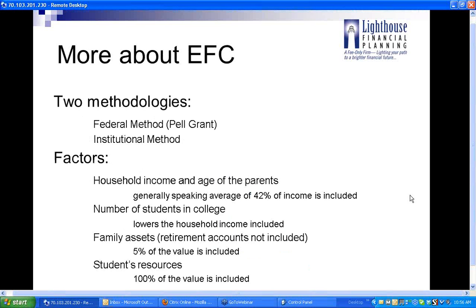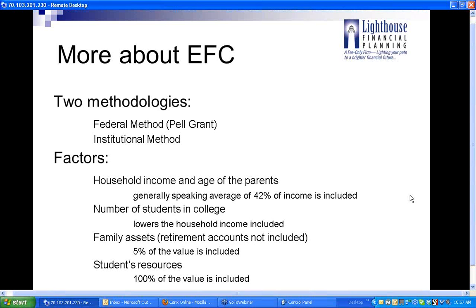So, before we go to the example of the needs analysis, a couple of things to find out about the expected family contribution. There are two methodologies to determine it. There is the federal method and the institution method. The federal method is used for federal financial aid and federal loans. The institution method is what private institutions, private colleges will typically use. A little more giving in terms of assets. You can see here some of the factors listed down below.